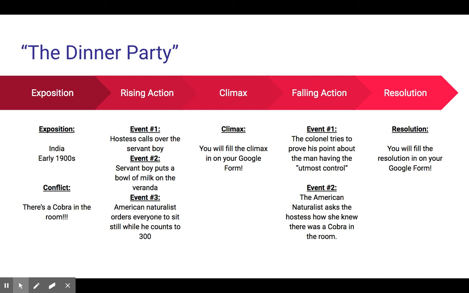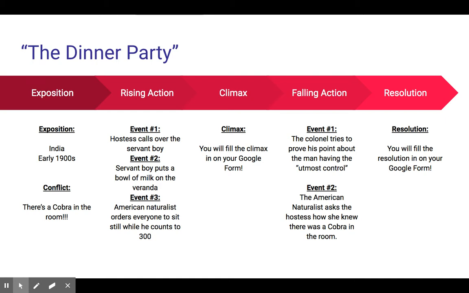Come to find out there's a cobra in the room. And she's the only one who knew about it, right? We talked about irony and how it was dramatic irony that we found out that it was on her foot the whole time. And we knew that, but the characters in the story did not. All right, so I went ahead and put this on a plot chart for you.